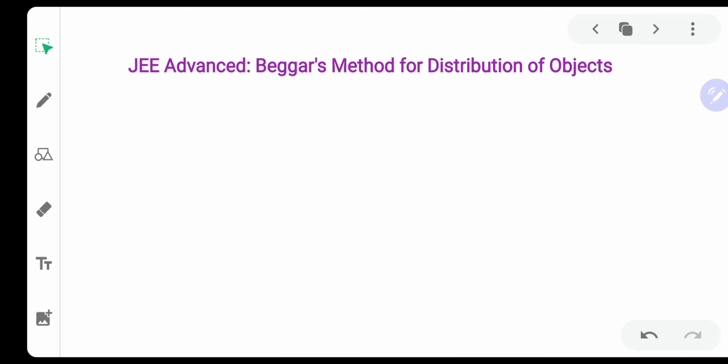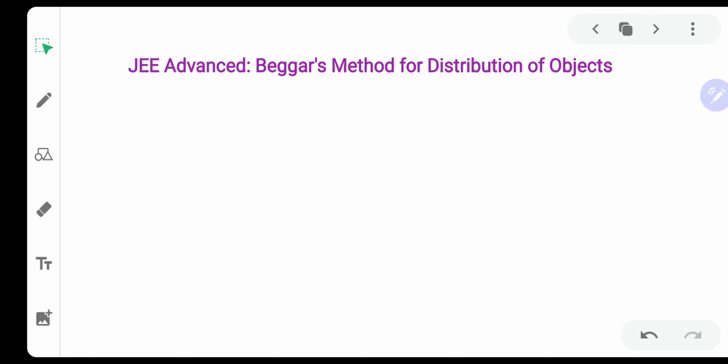Today we are going to understand and learn a very important JEE advanced concept which is called Beggar's method for distribution of objects. It is popularly known as Beggar's method, but it is also called the partition method. As we move along the lecture, you will understand why it is called the partition method.